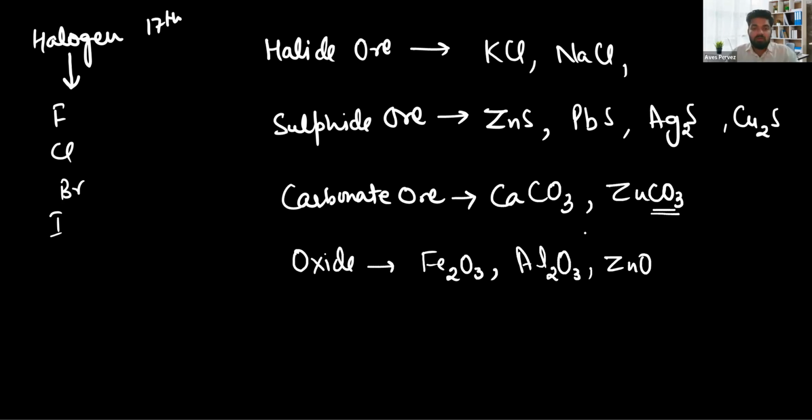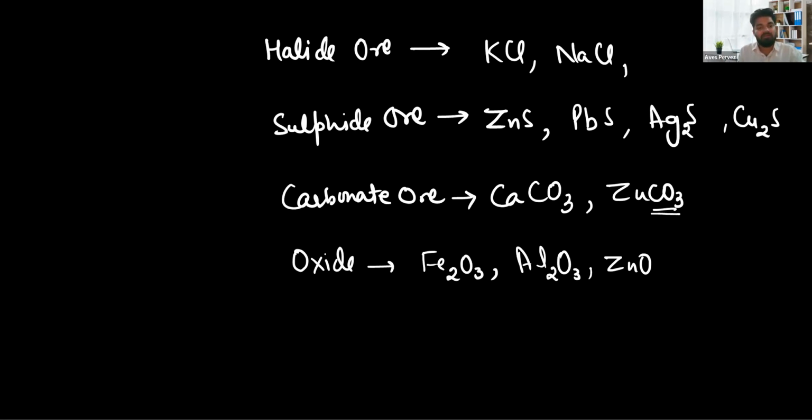Now we have different methods for the enrichment of different types of ore. Note down the types of ore. Sir, can H2O be an oxide? Hydrogen is not a metal, so it will not be. Hydrogen is a gas.